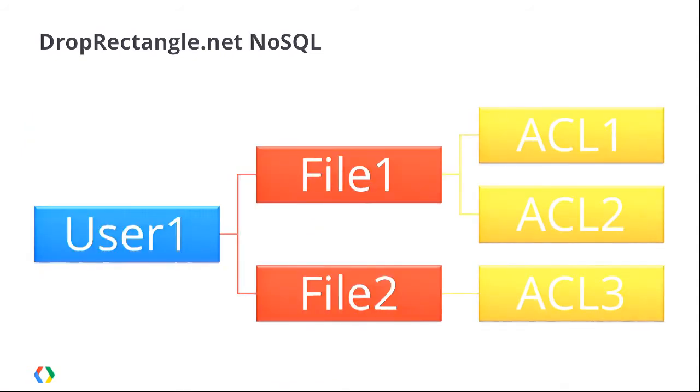You'd structure the user as the root entity. You'd have files beneath that and access control underneath that. So with the global queries, you could easily find all of the files that you have access to. And if you want to atomically transfer files between users, you can use the cross-entity group transactions that Alfred described earlier.